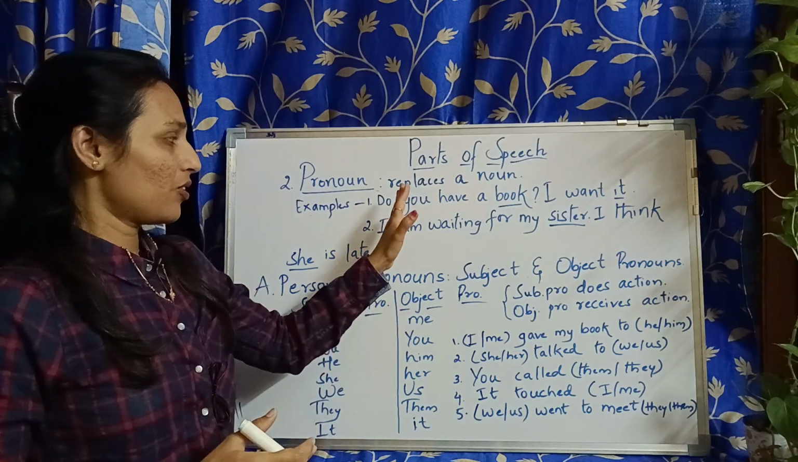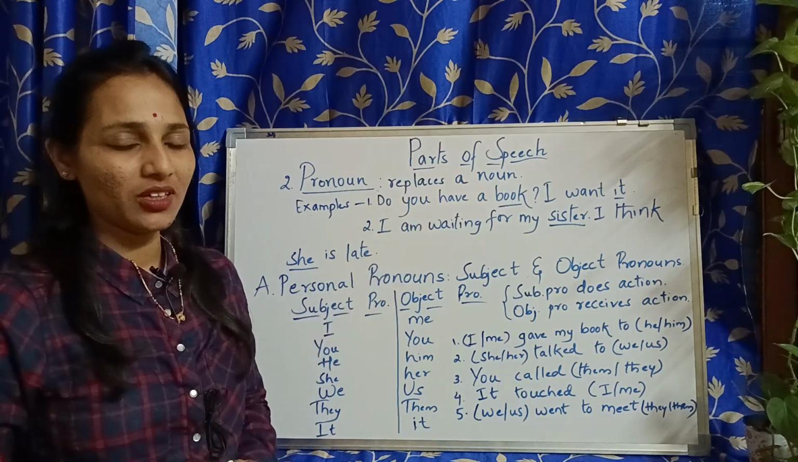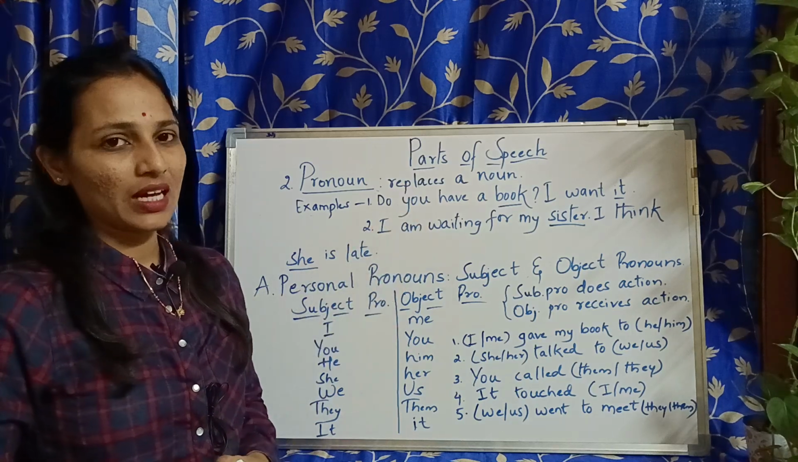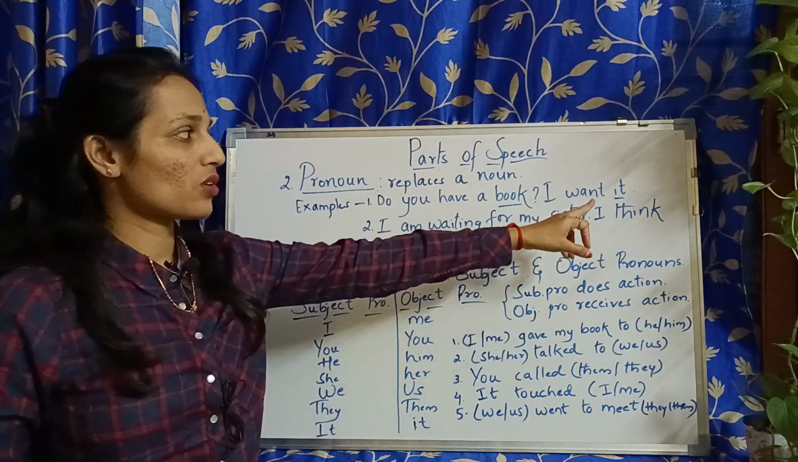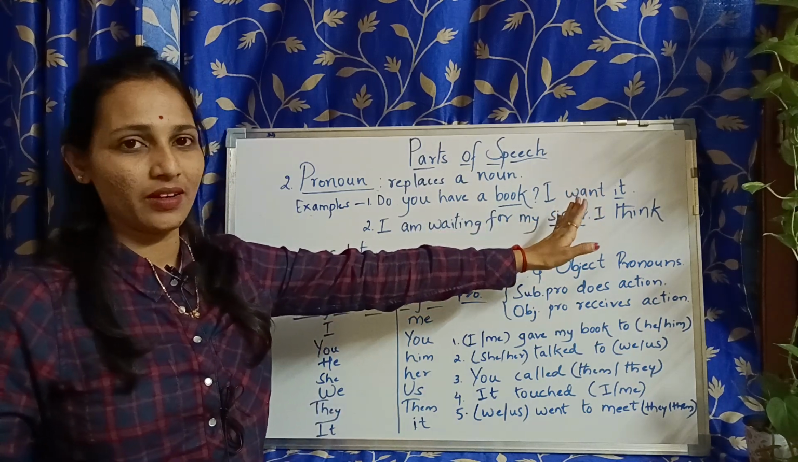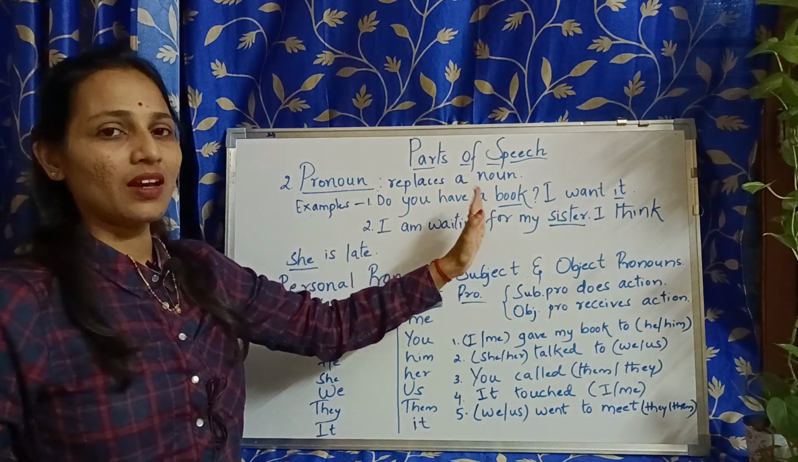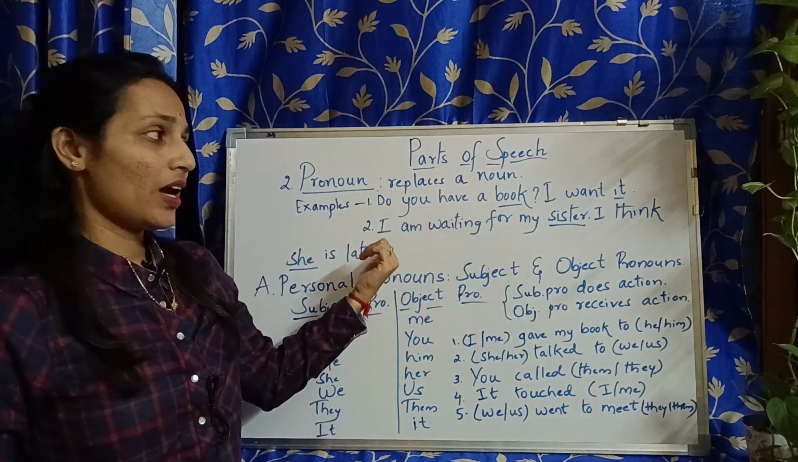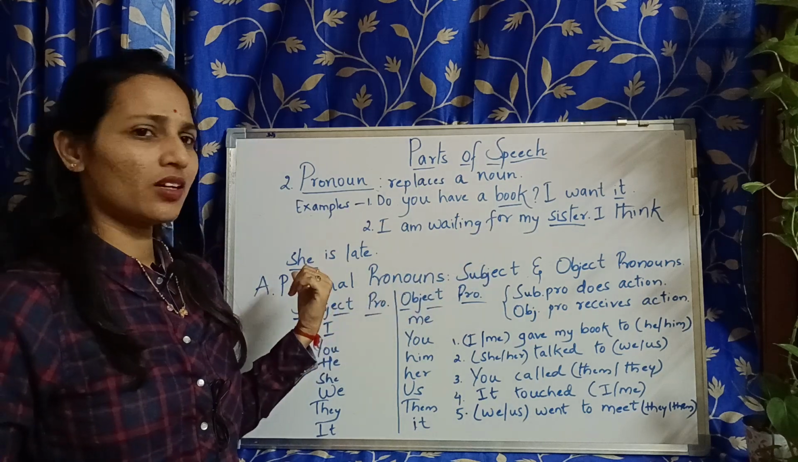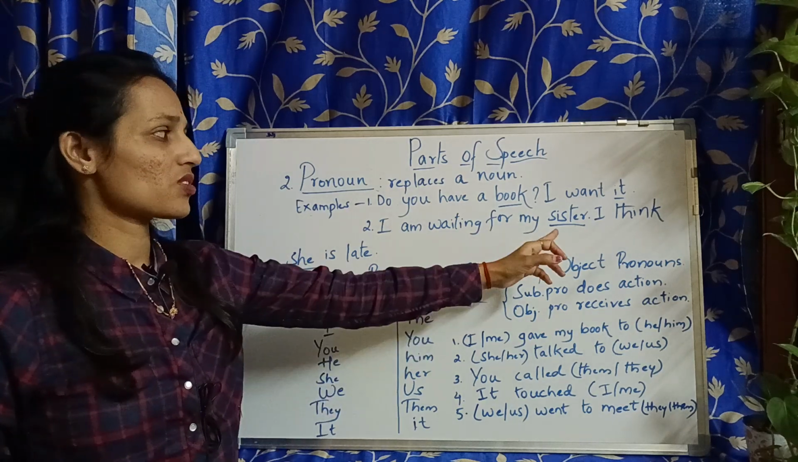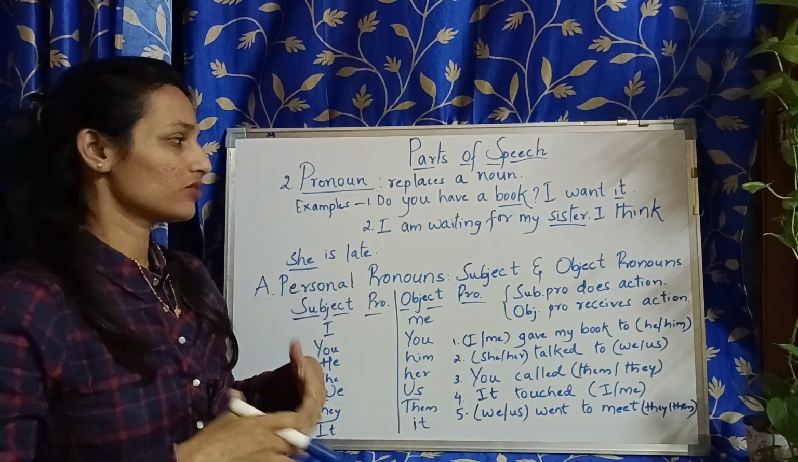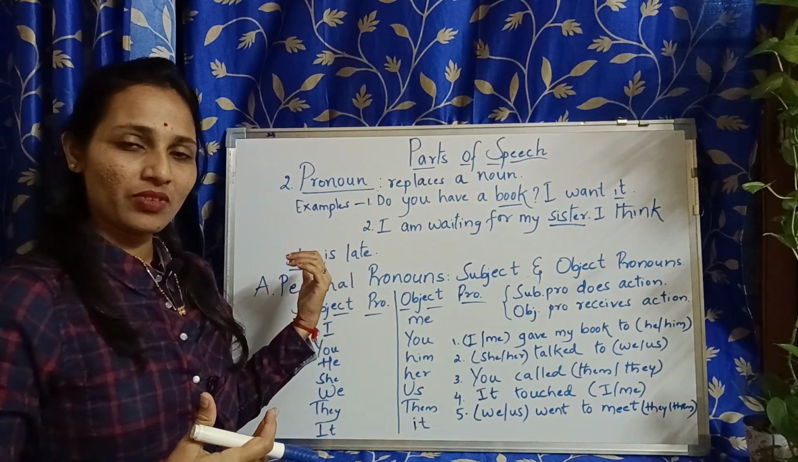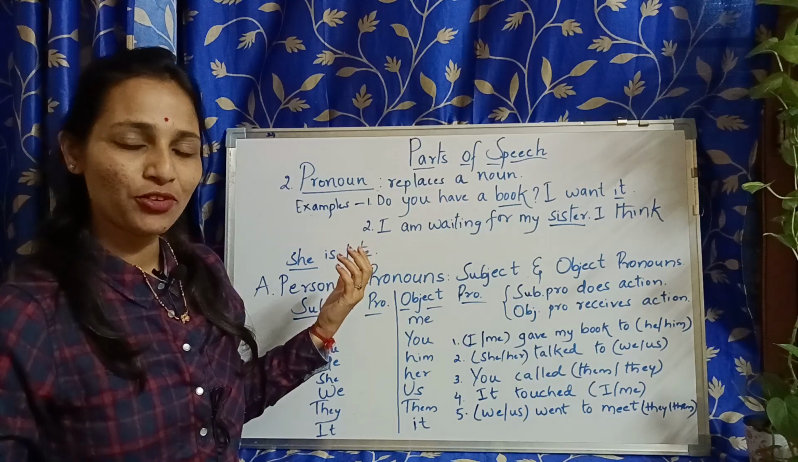Now, we have two examples over here. Do you have a book? I want it. So this word it, this pronoun it, is replacing the noun book. Then, I'm waiting for my sister. I think she is late. Sister is replaced by the pronoun she in the sentence. I hope it's clear for you all.